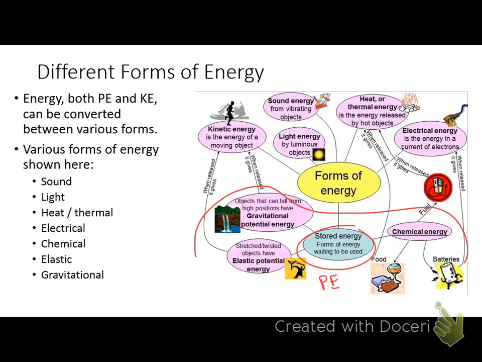I really like this slide because it says how one form of energy can be converted into another. A theme of this universe is conservation of a lot of things. One of them is conservation of energy. So it can go back and forth from one form to another.